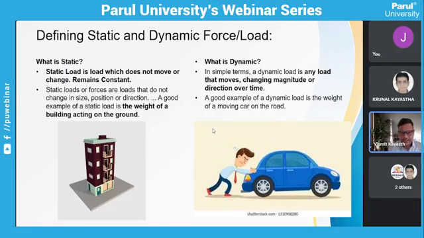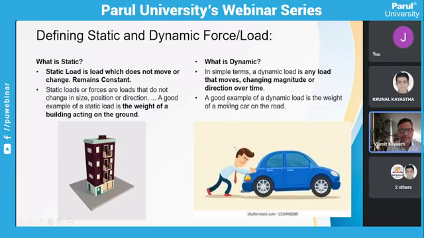As presented in the image, you could see a building standing on top. We are applying force on the ground. The building is standing there, gravity works in the downward direction, but there is no change in the ground. The ground is stable at a location, with no changes in position or direction. The ground is the one taking all the forces. So there are no changes in size, position, or direction. We are working on something where the position does not change even if the load is applied.